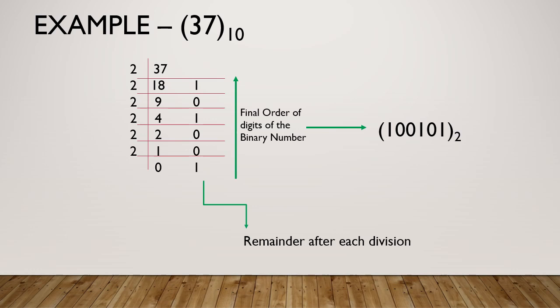Again divide 4 by 2, we get 2 as the quotient, 0 as the remainder. Divide 2 again by 2, we get 1 as the quotient, 0 as the remainder. And the last step, divide 1 by 2, we get 0 as the quotient and 1 as the remainder. We now write all the remainders in the reverse order, and so the final binary number thus obtained is 100101.